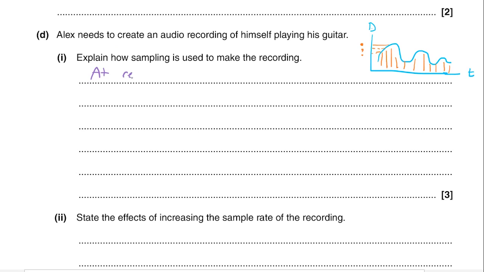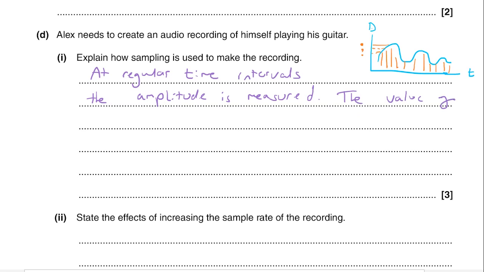So at regular intervals, the amplitude is measured. At regular time intervals, let's say, the amplitude is measured, and then the value of the amplitude or the height is then stored in binary. The value of this is stored in binary. And that's what sampling is.